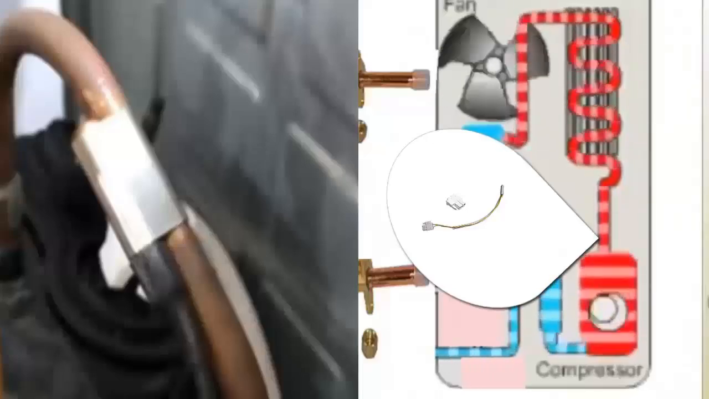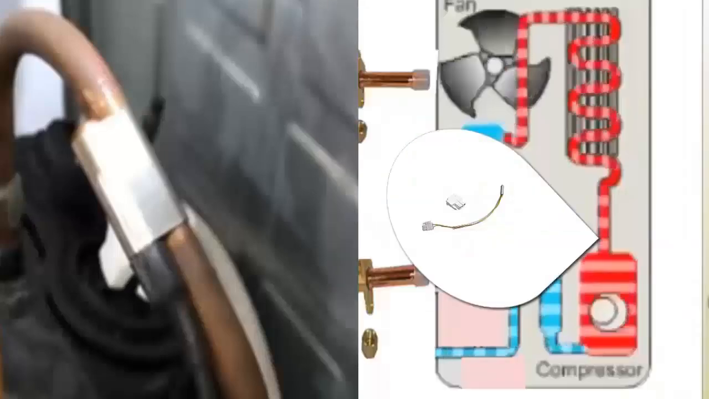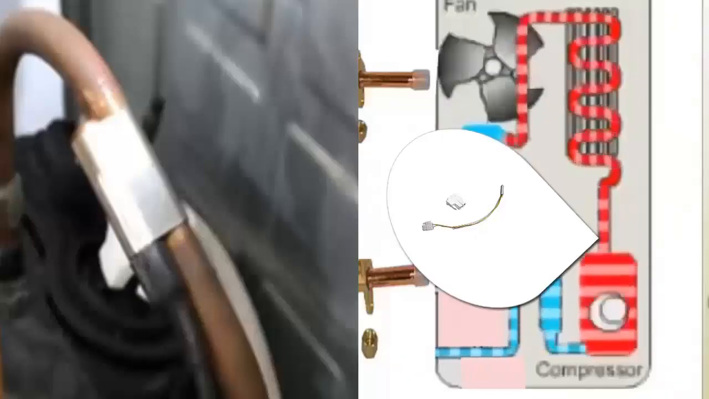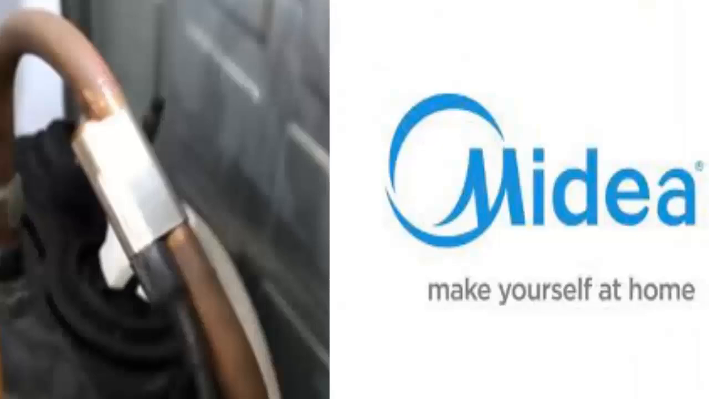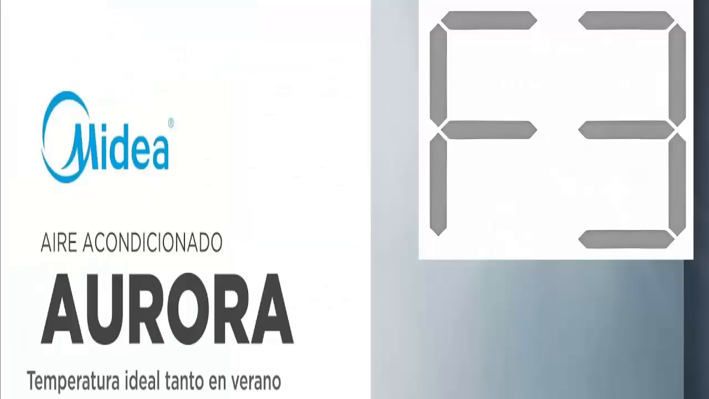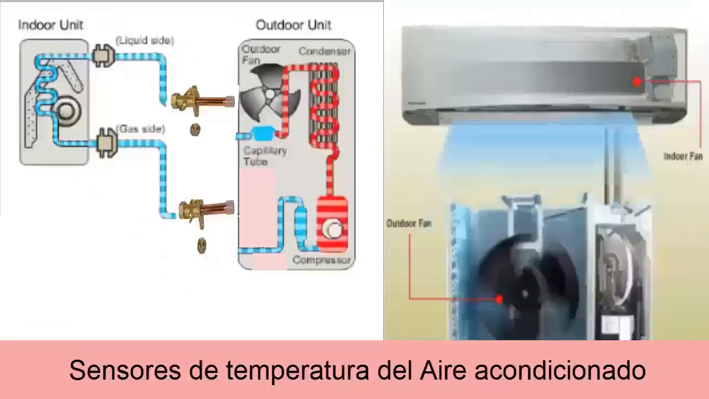5. Refrigerant gas temperature sensor at the compressor discharge. In MIDEA equipment, a fault in this sensor is generally presented when a short circuit or an open circuit is identified. For variable speed inverter MIDEA models from the Neola, Mission, Aurora, and Blanc series, problems with this sensor are identified with the error F3.